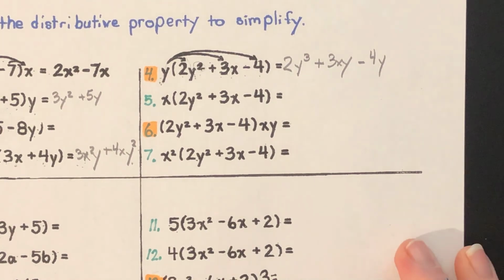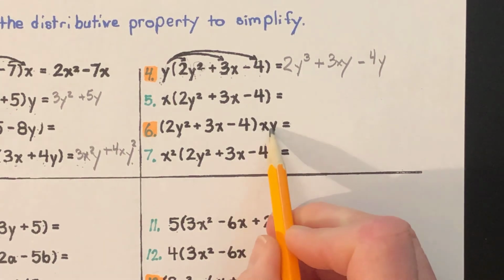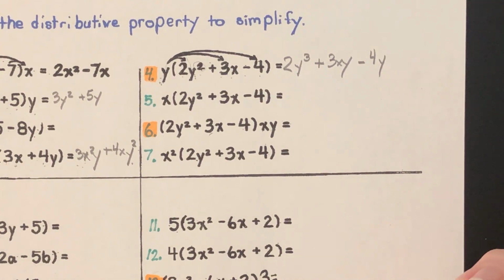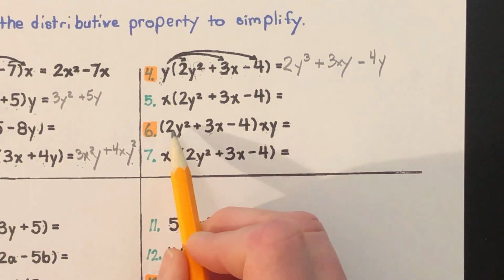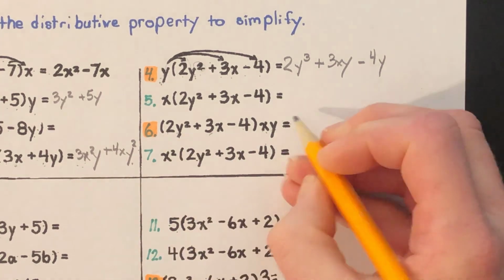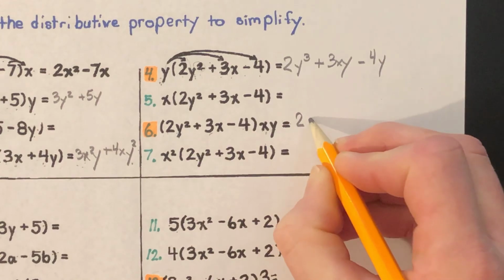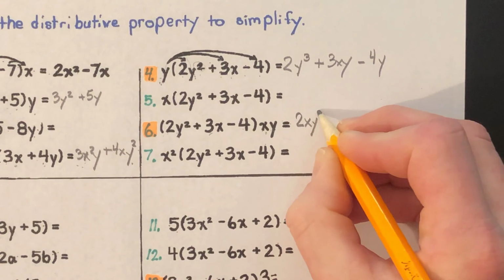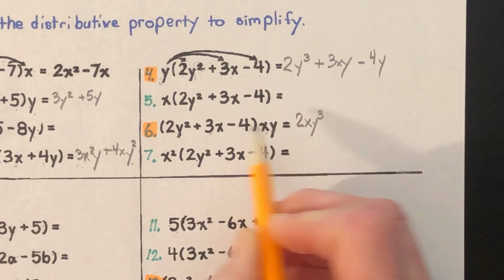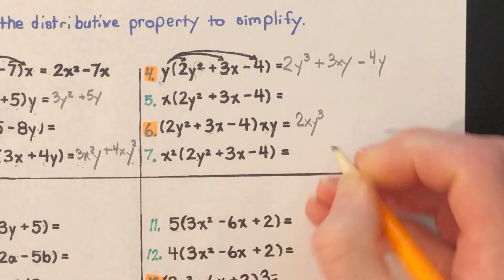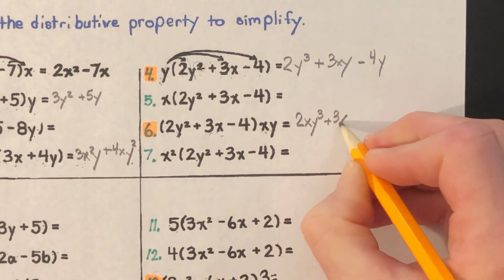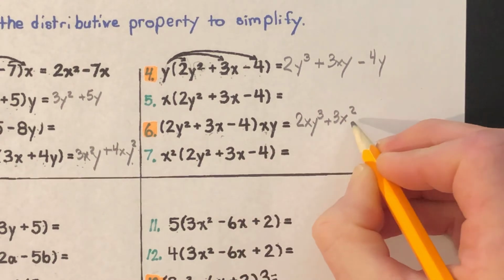And finally, number 6, xy again. This time you've got 3 different terms that you're distributing, whereas on this one there were just 2 terms. All right, so xy times 2y squared, so that would be 2. We've got 1x, and we've got y squared and another y, so that's y to the third. Then we've got xy times positive 3x, so that's positive 3. You have 2 x's, so x squared, and 1y.